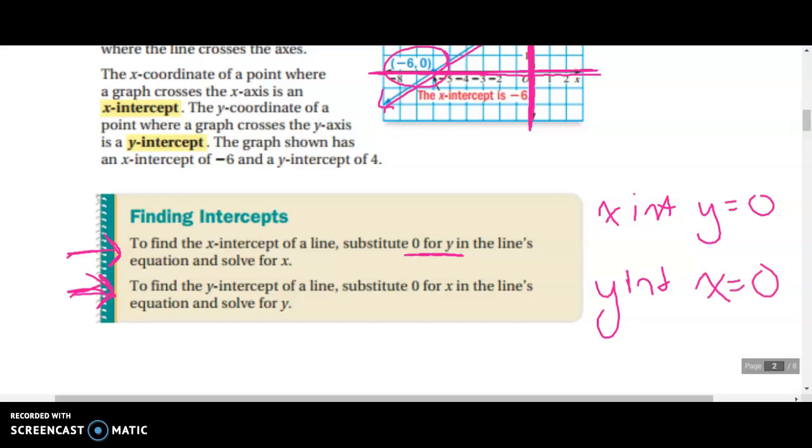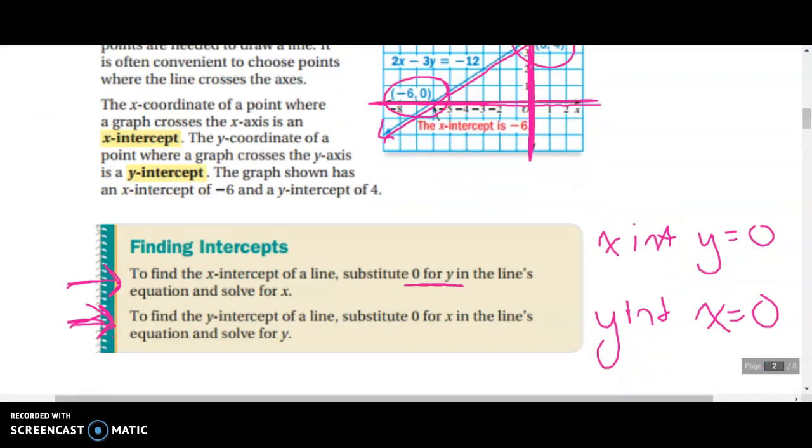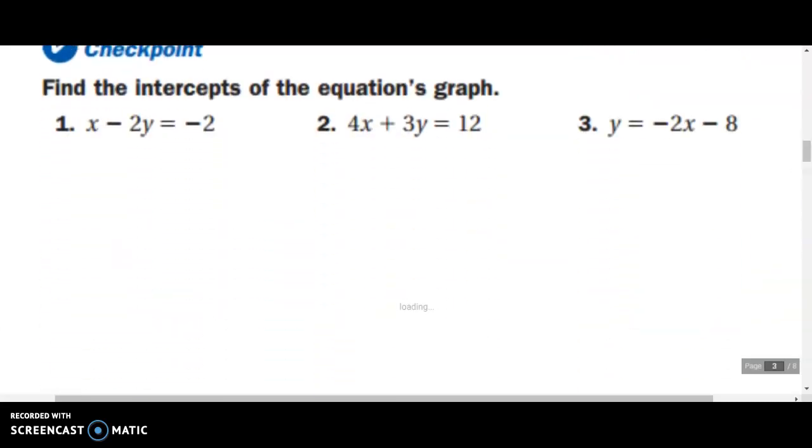So we can find the x and the y-intercept of the graph by plugging in x equals 0 to find the y-intercept, y equals 0 to find the x-intercept. Okay? So if we have an equation, rather, and we're asked to find the intercepts of the equation, then first I'm going to plug x equals 0 in to find the y, and I'm going to plug y equals 0 to find the x.